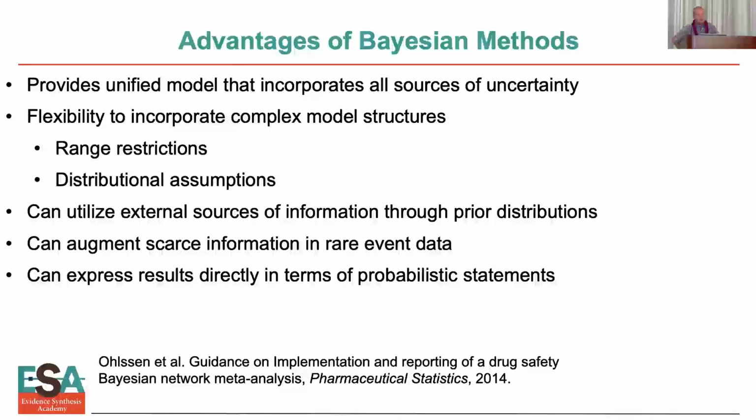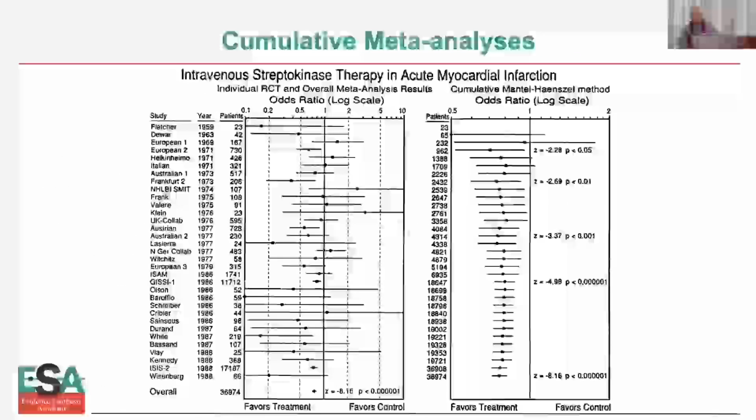And then you can express the results directly in terms of probabilistic statements. As an example, a cumulative meta-analysis, in a sense, is a Bayesian analysis. Here, I've ordered 30 studies looking at intravenous streptokinase therapy for treating heart attacks, from the earliest study in 1959 to the latest study in 1988.